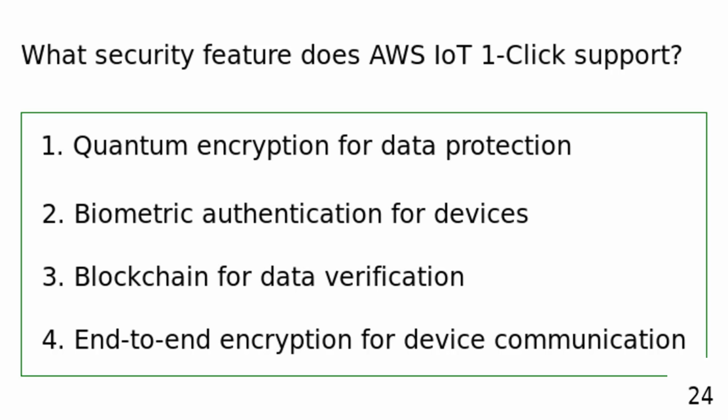What security feature does AWS IoT one-click support? Quantum encryption for data protection, biometric authentication for devices, blockchain for data verification, end-to-end encryption for device communication.